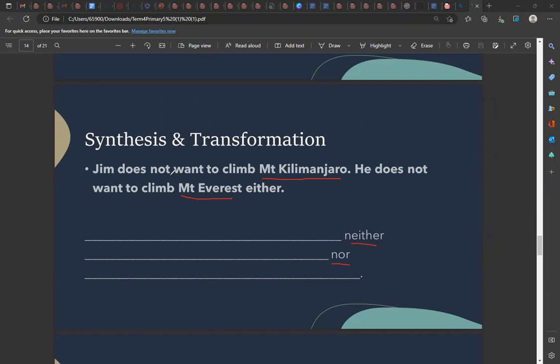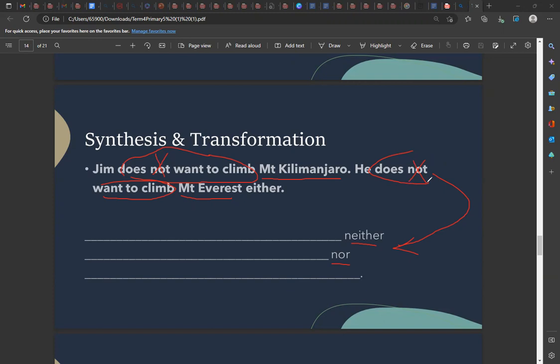So we next have to identify what's common. He does not want to climb Mount Kilimanjaro. Now, he also does not want to climb Mount Everest. So that is common and it shouldn't be repeated in our transformed sentence. And the last thing that we have to take note is that we do not write the word not anymore, because neither nor already has the meaning, it already has not inside. So it is very important for us not to have the word not when we are writing the answer for neither nor questions.